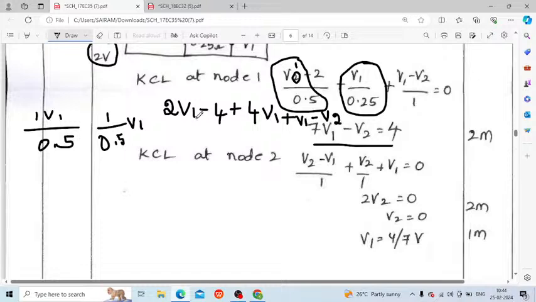Now see where V1 is present. This is 2, 4 and how much? V1. So that is 1 V1. 2 plus 4 is 6, 6 plus 1 is 7. So we got it as 7 V1. Is that proper? Okay. So I hope you got it right.